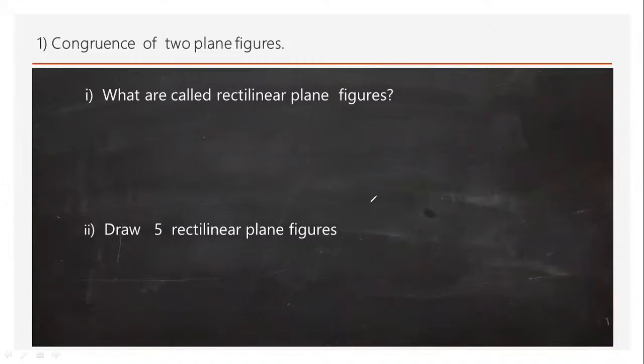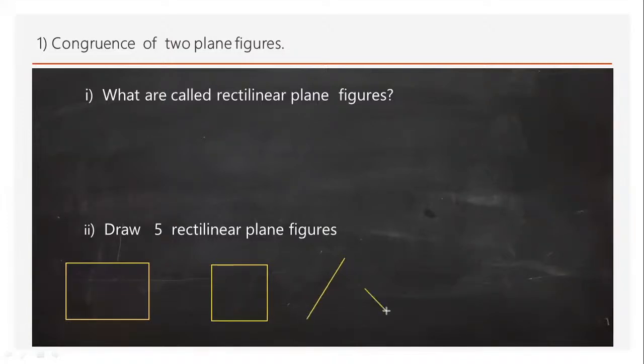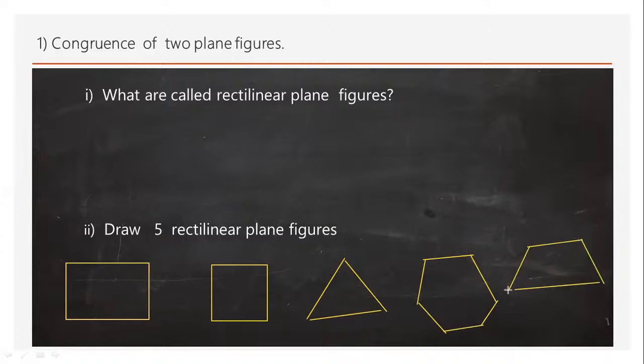Let's take the first question: what are called rectilinear plane figures? You know how to answer. The second one you also know how to answer. First of all, I will answer this one: draw 5 rectilinear plane figures. So I will draw it here. Rectangle, square, triangle, pentagon, quadrilaterals like trapeziums, parallelogram. These all are rectilinear plane figures.